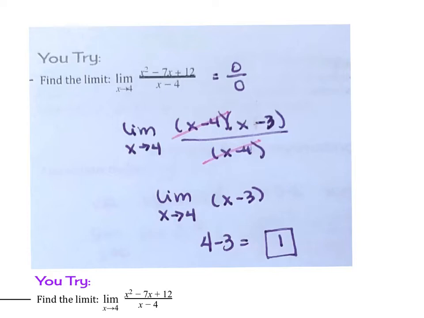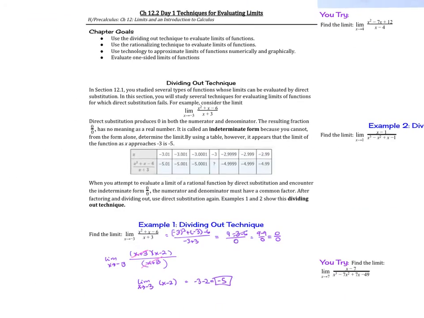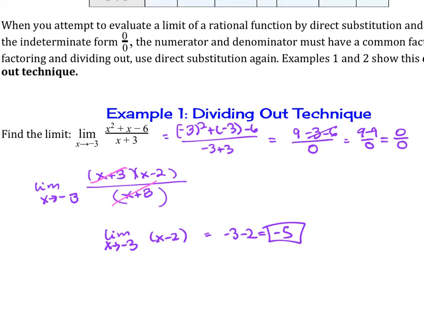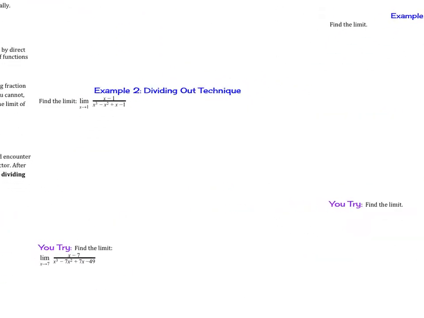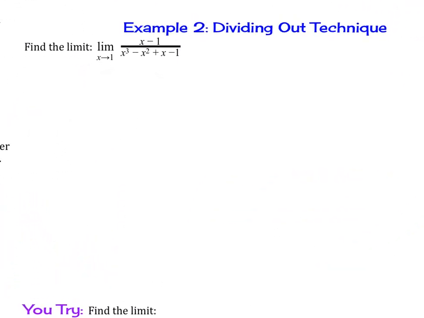Now, when two functions agree at all but a single number c, they must have identical limit behavior at x equals c. So if we go back, for example, to the first one we have, and we say that f of x equals x squared plus x minus 6 over x plus 3. So that's our f of x. And we can say g of x is x minus 2, right? That's what we got after we factored it out. You can use this g of x to find the limit of f of x. So that's why the dividing out technique works. So let's take a look at example 2. Again, doing the dividing out technique.